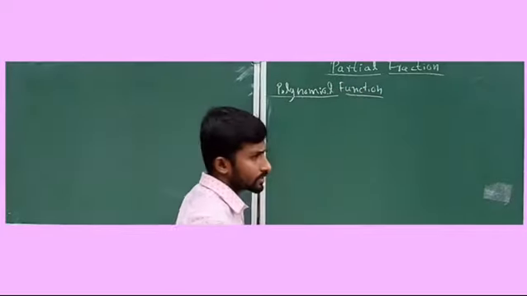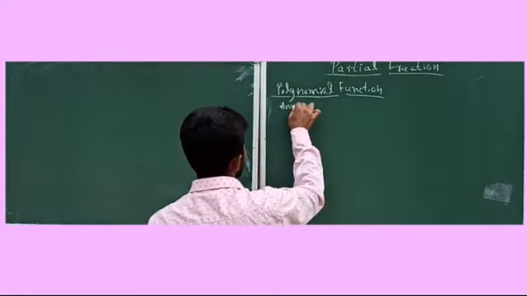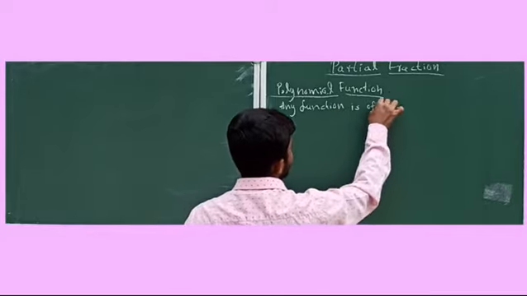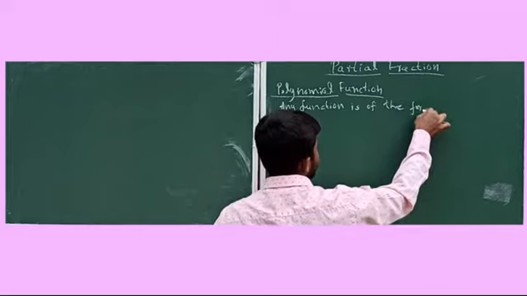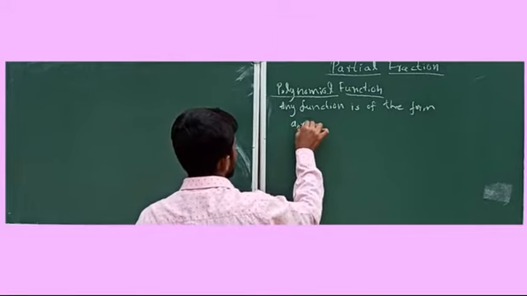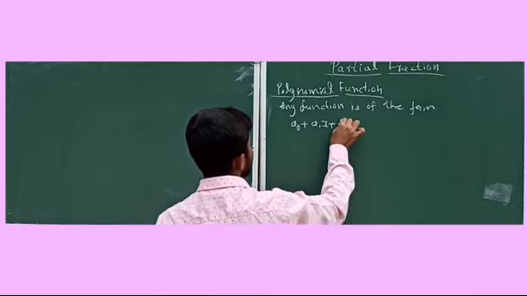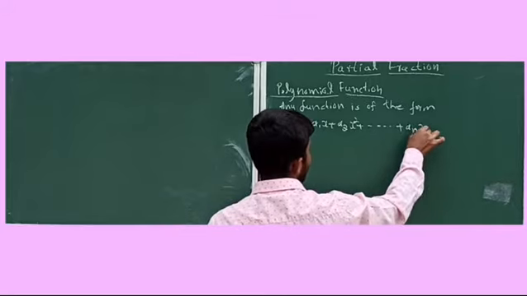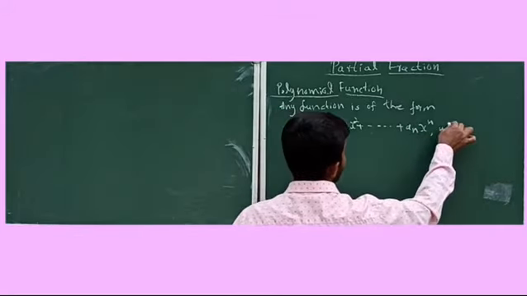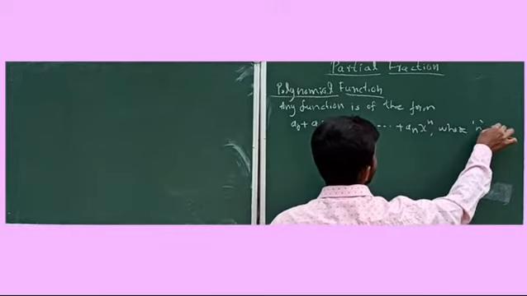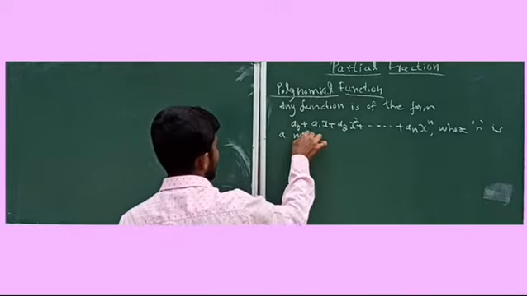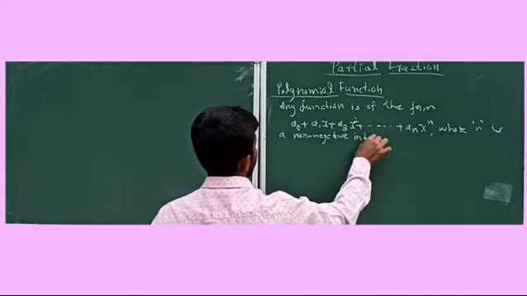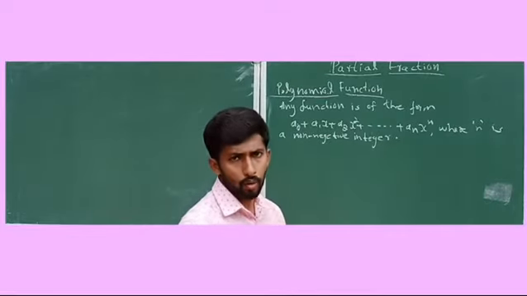The definition of the polynomial function says any function of the form a0 plus a1x plus a2x square plus dash dash plus an into x to the power n, where n is a non-negative integer. We call it a polynomial function.